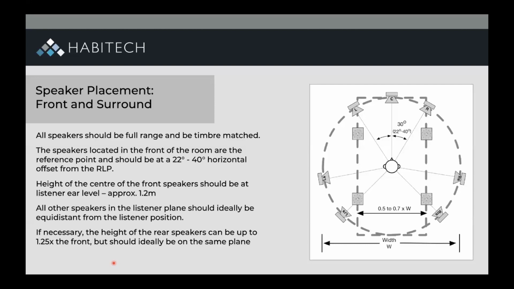The height of the center and front speakers should be at the listener ear level, which is generally speaking 1.2 meters. And all of the other speakers that are in the listening plane should be equidistant and should be at the same height. The only exception Dolby allow is that the rear speakers can be up to 1.25 times the front height, but ideally should be on the same plane.